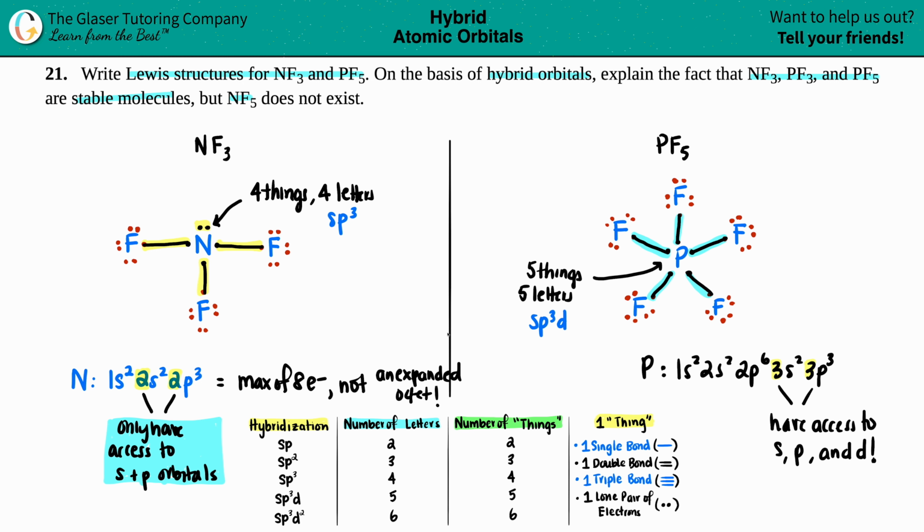And that's it. So the other ones, NF3, PF3, PF5: the nitrogen in NF3 would be sp3 hybridized, with access to S and P orbitals. In PF3, that phosphorus would also be sp3 hybridized, with access to S and P's. And this one was sp3d because you have access to the d orbitals. So there you go.